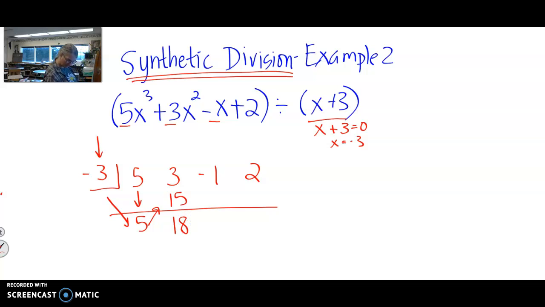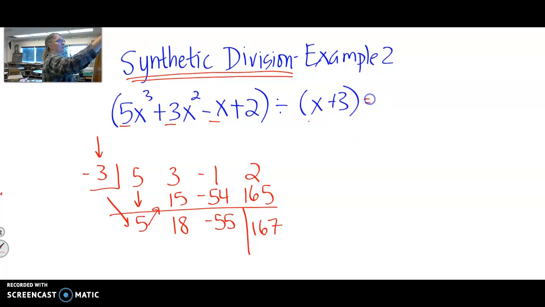What is 18 times 3? I should know that off the top of my head, but I don't. 18 times 3, quick. 54. I actually did know that. Negative 54, and then add. So negative 1 plus a negative 54 is negative 55. And then you're going to go 3 times 55, it's going to be positive because you have a negative times a negative. And you get 165. And I'm putting a bar here because remember that last term is going to be my remainder. So I have a remainder of 167.